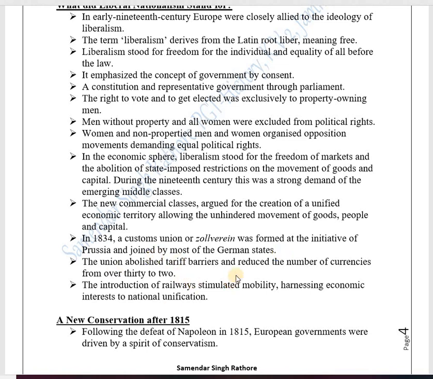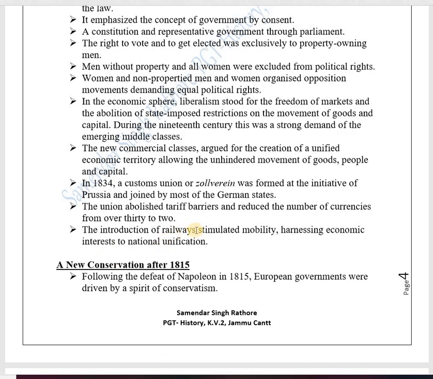The union abolished tariff barriers and reduced the number of currencies from over 30 to 2. So tariff barriers were restrictions on movement of goods. They were abolished in Zollverein, and they were having different currencies. Now all the other currencies were abolished and only two kept. For example, in the European Union, they are having a single currency known as the euro. Earlier, different countries were having their own currencies, but to have economic progress, all the European countries in the European Union have adopted a single currency, that is the euro. So it is almost a similar step to what was taken in 1834.